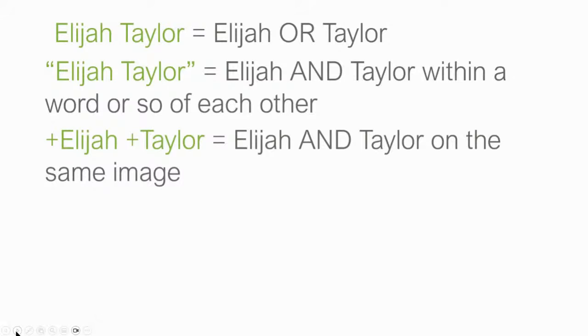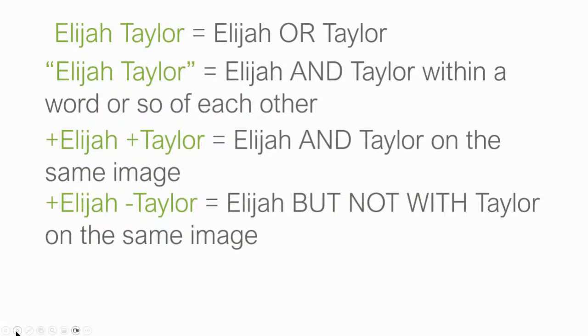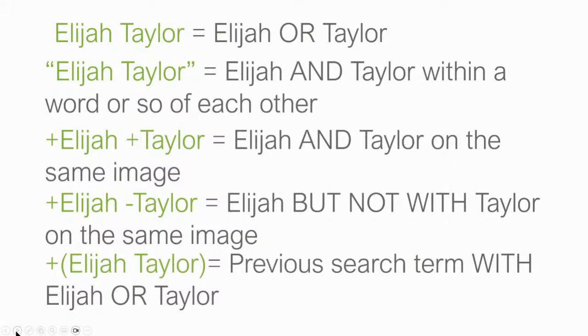If I did a search for plus Elijah plus Taylor, I would get images with Elijah and Taylor on them, but not necessarily within a few words of each other. If I did a search and added plus Elijah and minus Taylor, I would get images with Elijah, but not if they also have Taylor on the same image. If I did a search and added plus Elijah Taylor in parentheses, I would get images with my original search term and Elijah or Taylor.